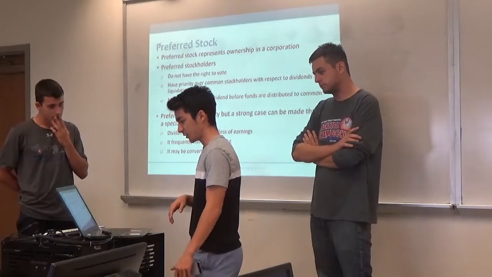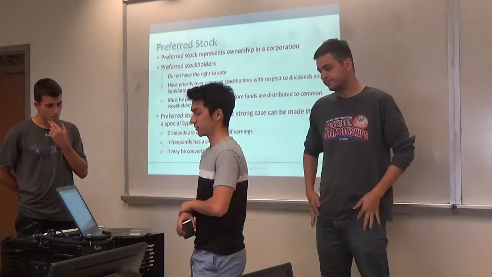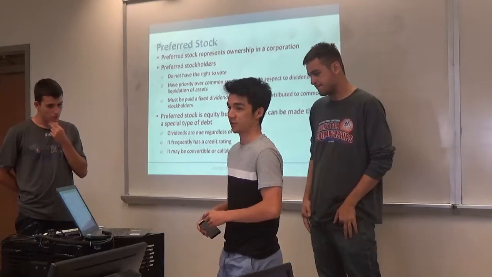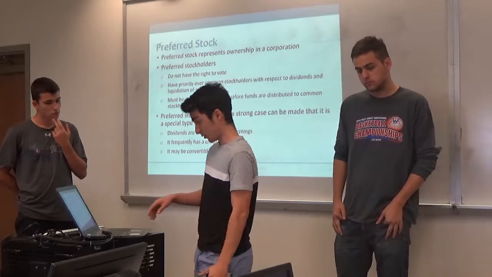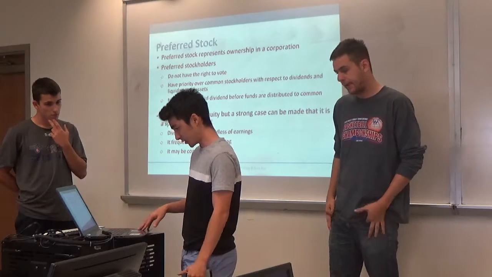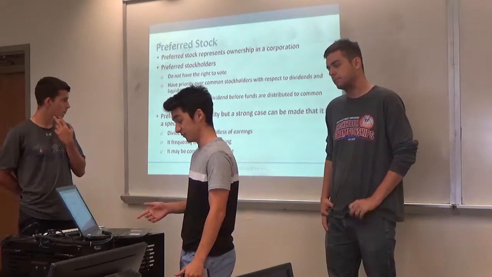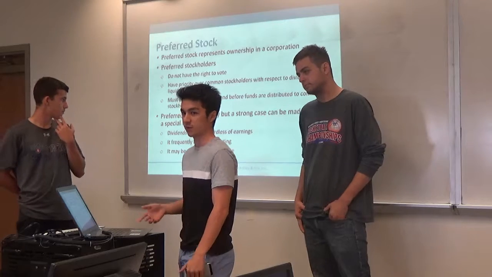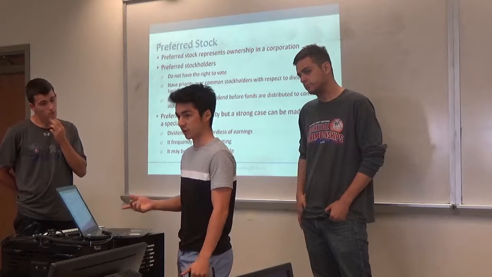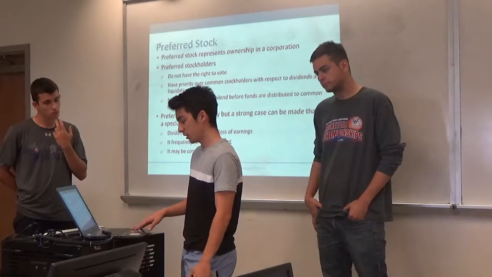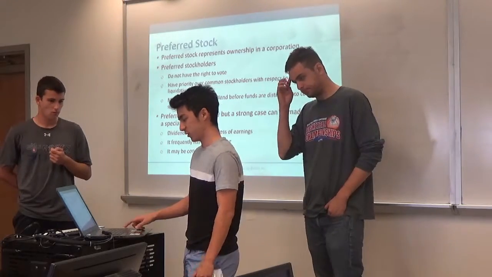Next up is preferred stock. Preferred stockholders do not have the right to vote. However, they have priority over common stockholders with respect to dividends and liquidation of assets. So if the company was to go under, you would be the first ones to get paid out as opposed to common stockholders. And preferred stock is an equity, but a strong case can be made that it is a special type of debt, debt to the corporation that they have to pay you back. And dividends are due regardless of earnings. So this is again the difference between preferred stock and common. And it frequently has a credit rating on it, so you can tell it's credit.